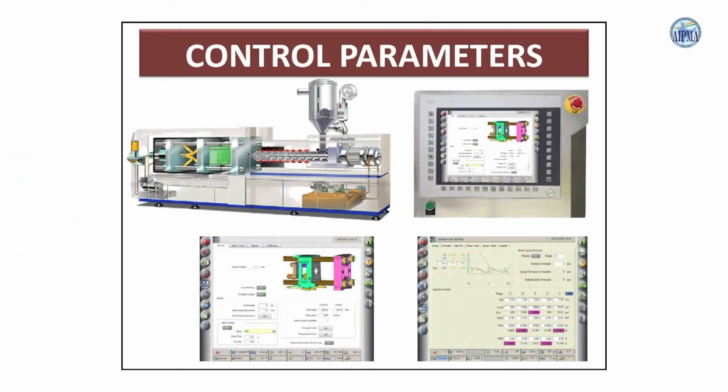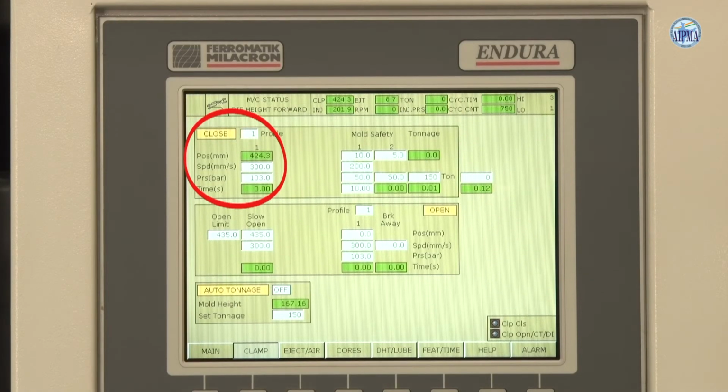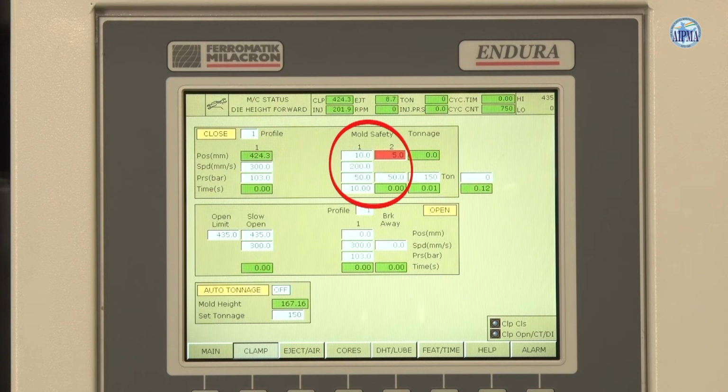Let us review control parameter settings. Clamp setup. Clamp setup is very important for injection molding machine. We can set clamp open or close positions and speed, mold protect face position and speed, clamping force.